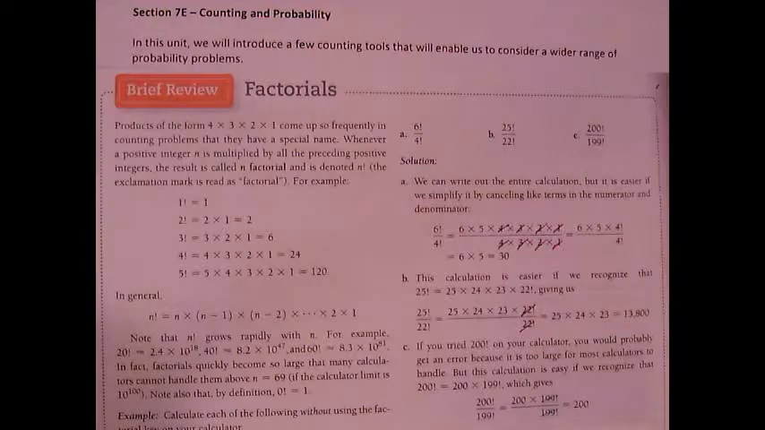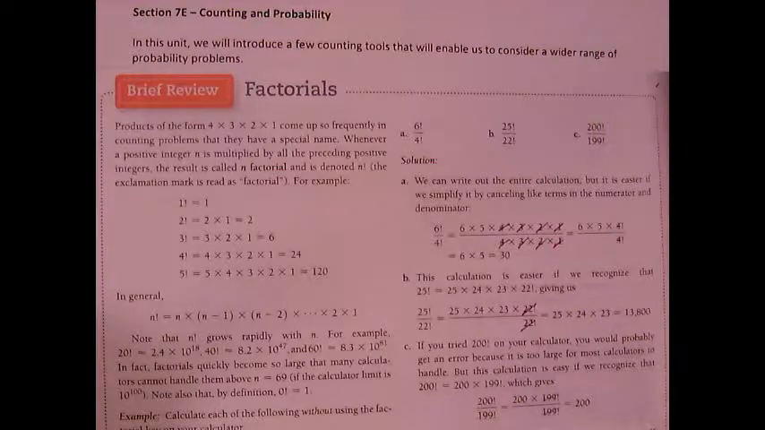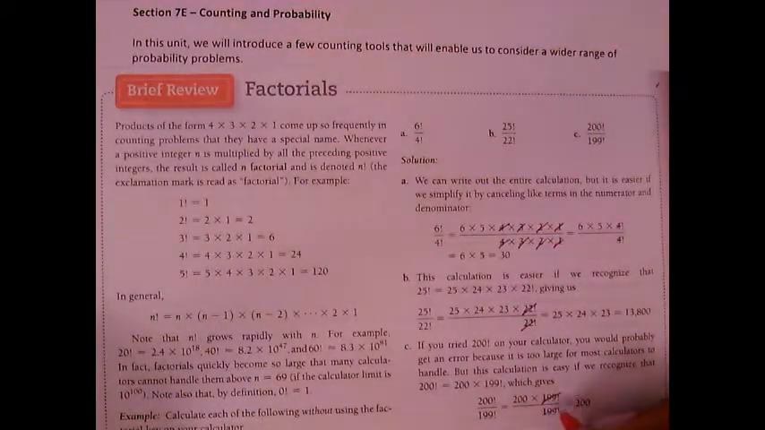And part C, we have 200 factorial divided by 199 factorial. Now, if we try to do 200 factorial on the calculator, you'll probably get an error message because it is too large for most calculators to handle. But this calculation is easy if we recognize that 200 factorial can be written as 200 times 199 factorial, because we already have 199 factorial in the denominator. So we can write it like this, and here the 199 factorial divides out. You're only going to be left with 200.